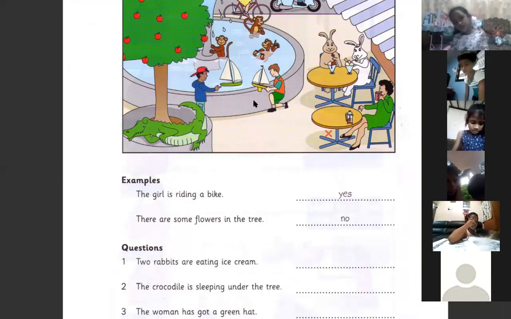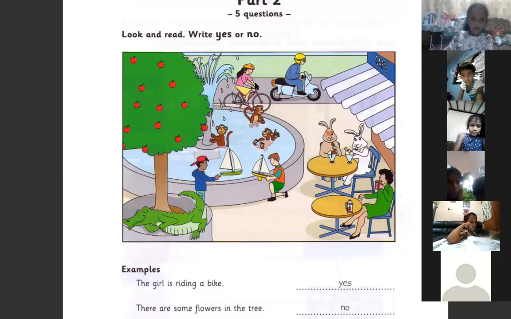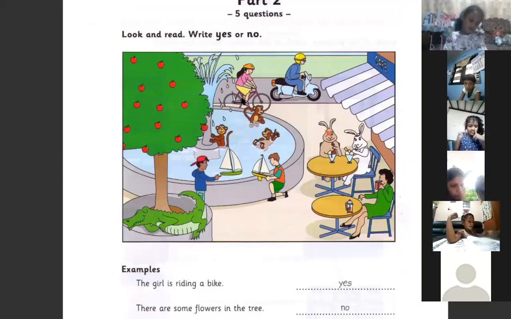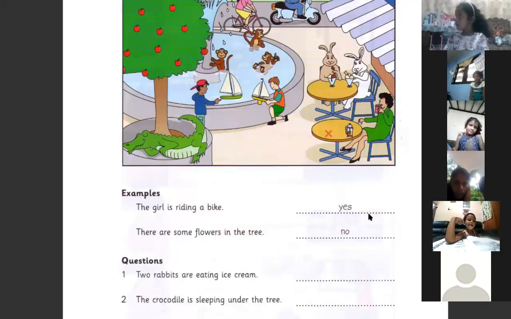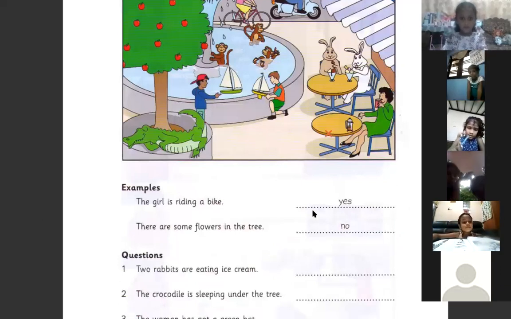Now look at this picture. Yes, there is a girl. The girl is riding a bike. Then the answer is yes.